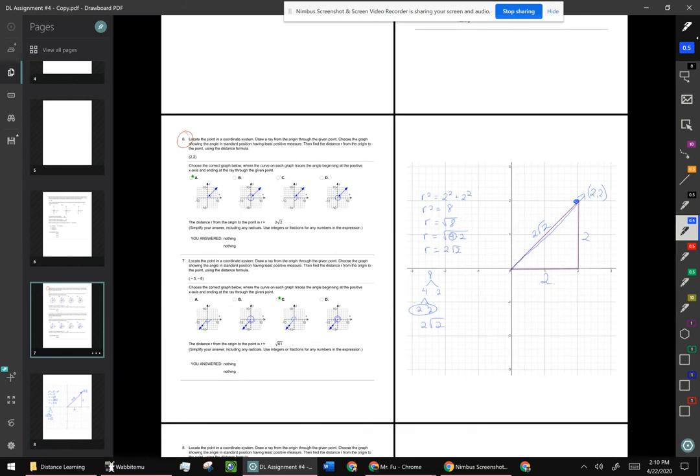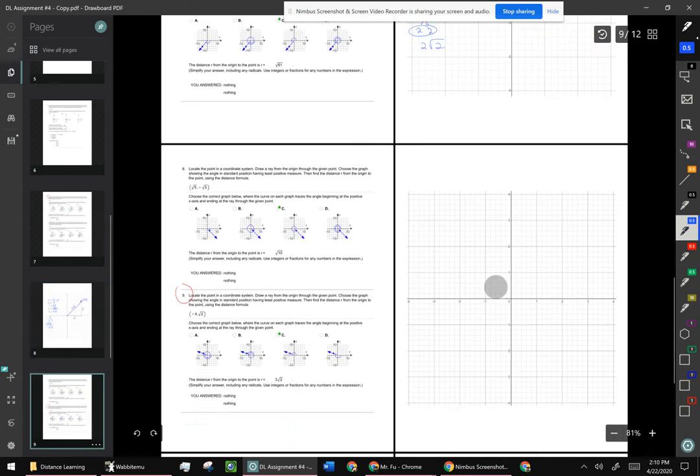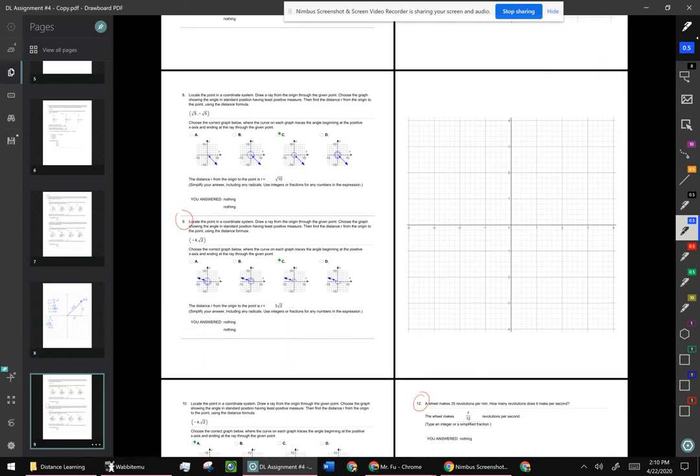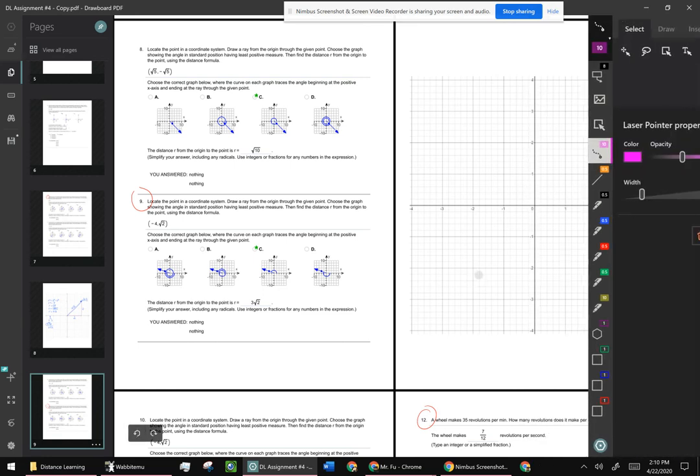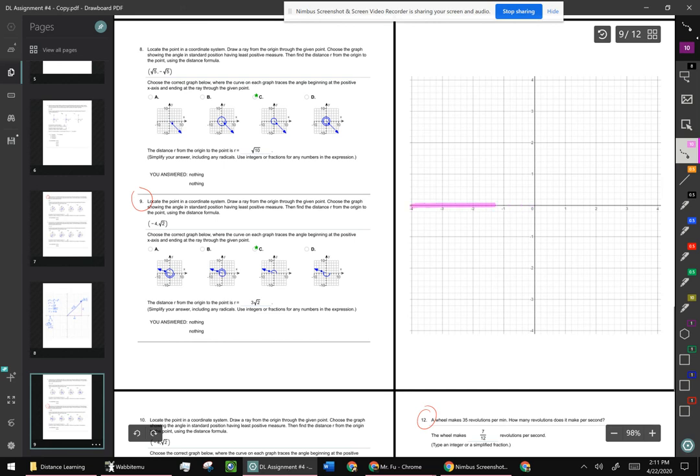Okay? Let's move on. Example 9. The coordinate is -4 root 2. So -4 and then root 2. So, whoops, -4 this way and then root 2 that way.